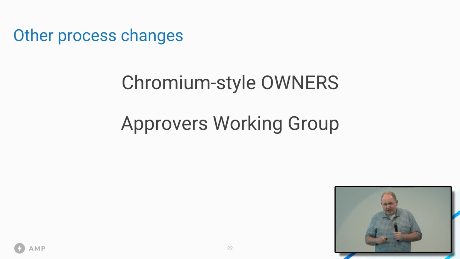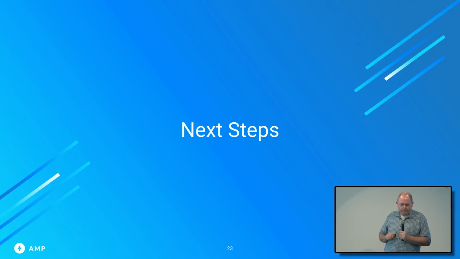A couple of other process changes, they're not really governance per se, but they're important parts of getting things done. We're introducing a new owner system that allows the technical steering committee to give ownership to certain people and say, you have control over what code gets submitted here. And then there's also an approvers working group, and this is for big features, big things that need to get added to AMP. Not small issues, not smaller features, but big things would need approval from 3 approvers. And again, you can see the full details here in the proposal.